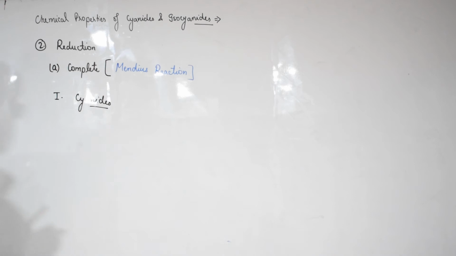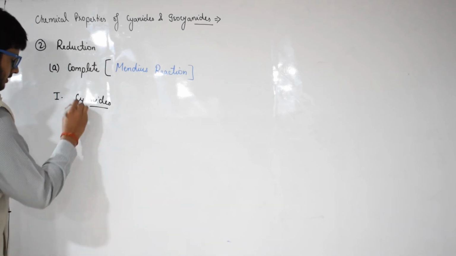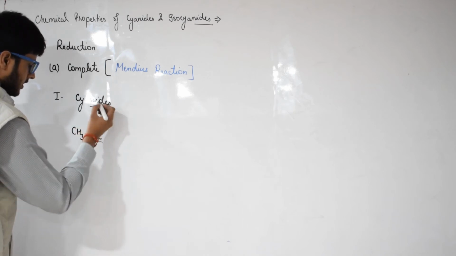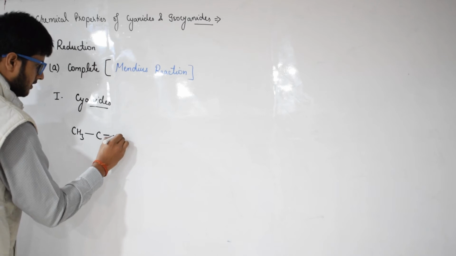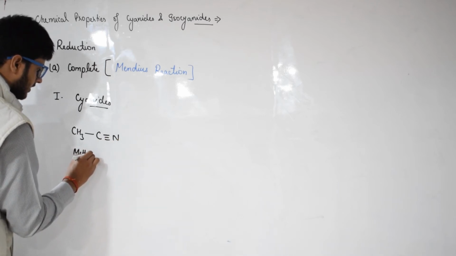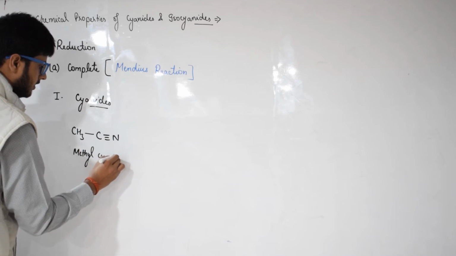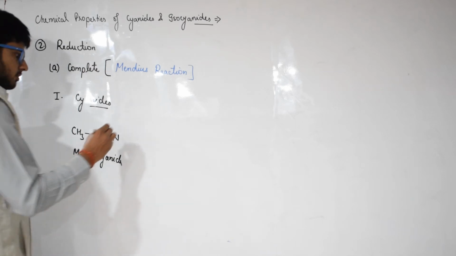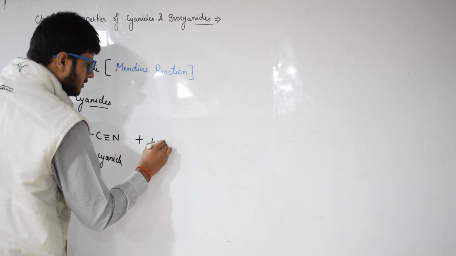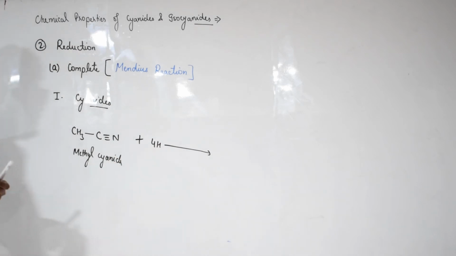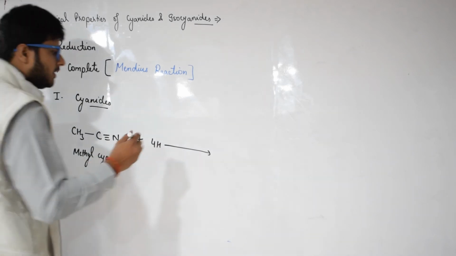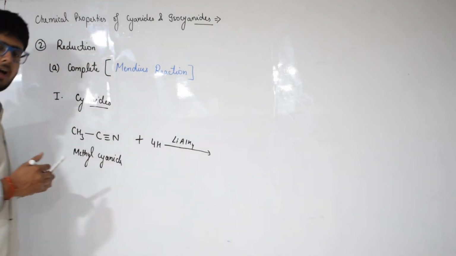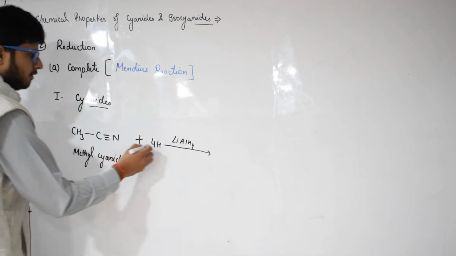So, let us take the example of cyanides. Let it be CH3CN, methyl cyanide. It is getting reduced, meaning addition of hydrogen atoms. So, let us add 4 atoms of hydrogen, since addition of hydrogen is a reduction process, and let us take a reducing agent, let it be lithium aluminum hydride. It is a reducing agent, that is, addition of hydrogen. So, we have 4 hydrogen.